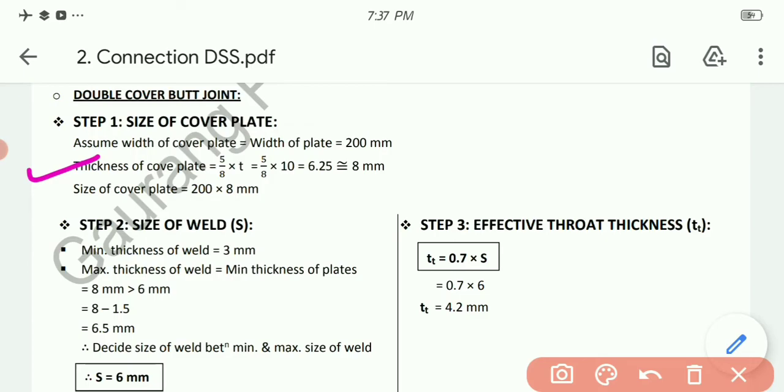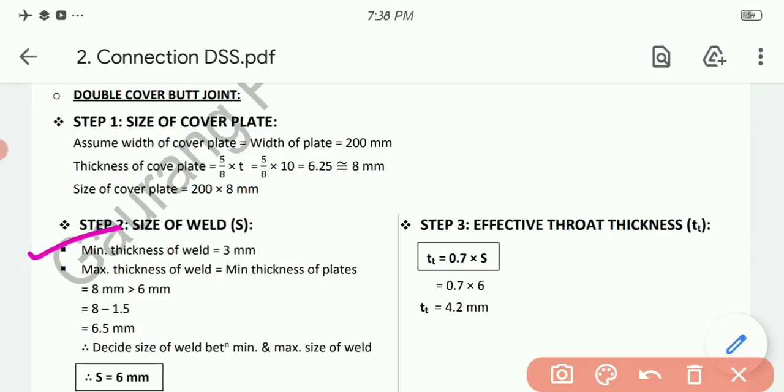See, assume the width of the cover plate is 200 mm. Now next, thickness of cover plate is taken as 5 by 8 multiplied by T. That is the theoretical criteria for deciding the thickness of cover plate. Now T stands for minimum thickness. Over here we have two plates having the same thickness, 10 mm, so 5 by 8 multiplied by T, the answer comes 6.25. Let me take the round figure value, that is 8 mm. So ultimately I got the size of the cover plate, that is 200 cross 8 mm. Okay, so that is the cover plate's final dimension.